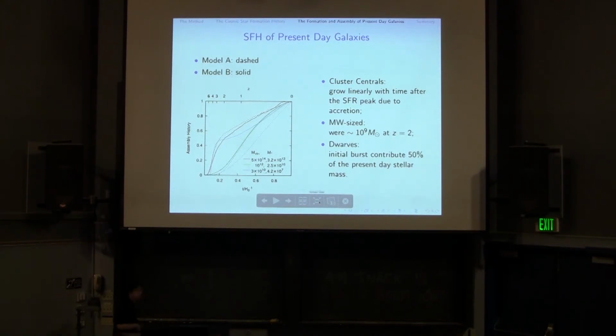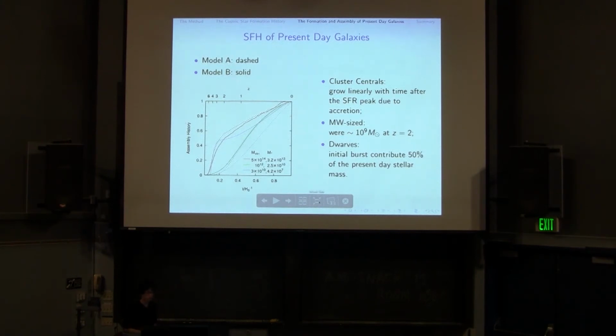Now let's look at the assembly history of the present galaxies. Galaxies can build up their mass either through in situ star formation or by accretion of nearby galaxies. So for the most massive galaxies, although the star formation rate reaches the maximum at redshift about 3 and then almost stops after that, we can see the cluster centrals grow almost linearly with time after the star formation peak. That is due to the accretion of nearby satellites.